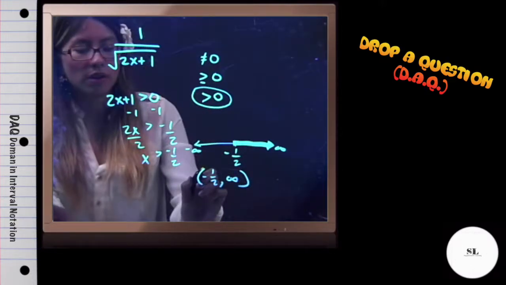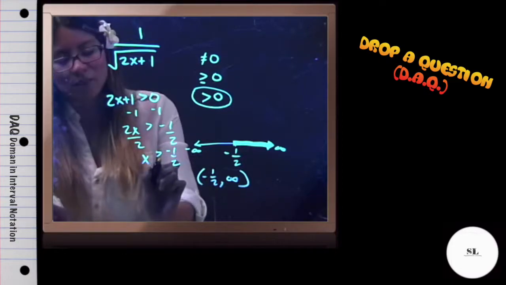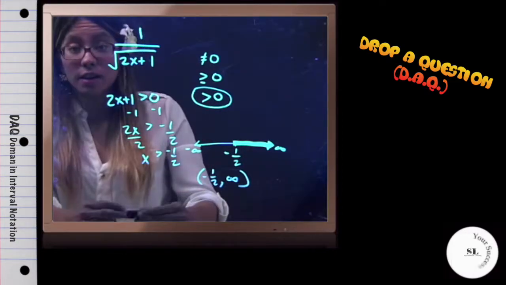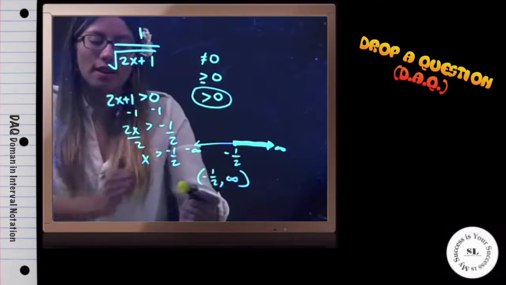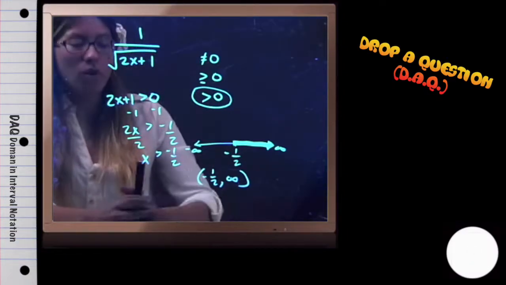And I will use a parentheses because this is greater than. If it was greater than or equal to, I would close it with a bracket on the negative 1/2. And the infinity will always get a parentheses.